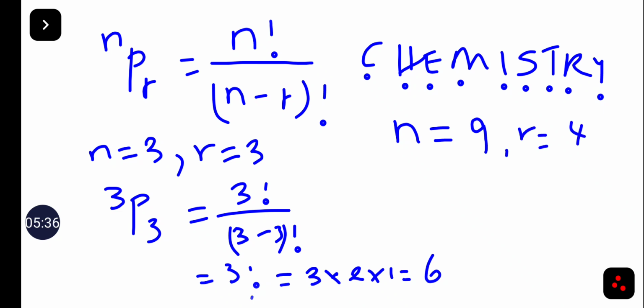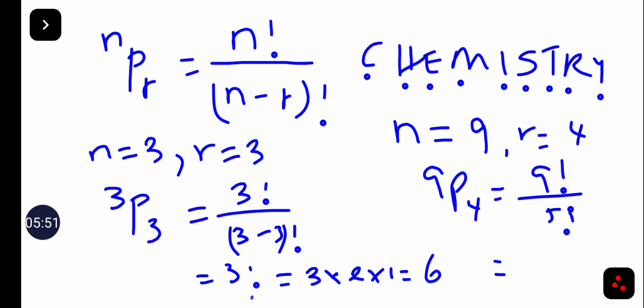So the total permutations will be 9 permutation 4, which will be 9 factorial divided by 9 minus 4, that's 5 factorial. Now for me to obtain this, 9 factorial is 9 times 8 times 7 times 6 times 5 factorial. And I divide by 5 factorial so that the 5 factorial will cancel. And we have our answer to that multiplication.